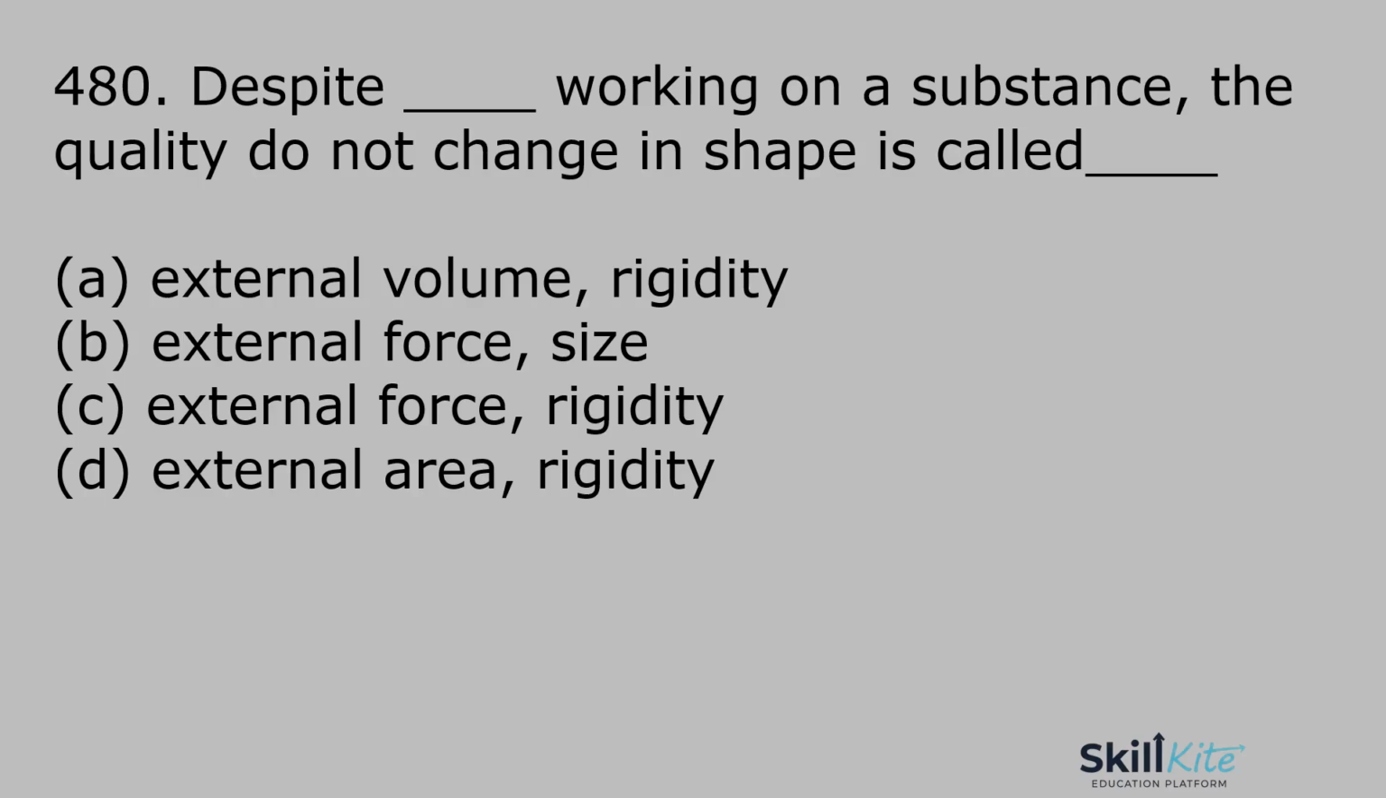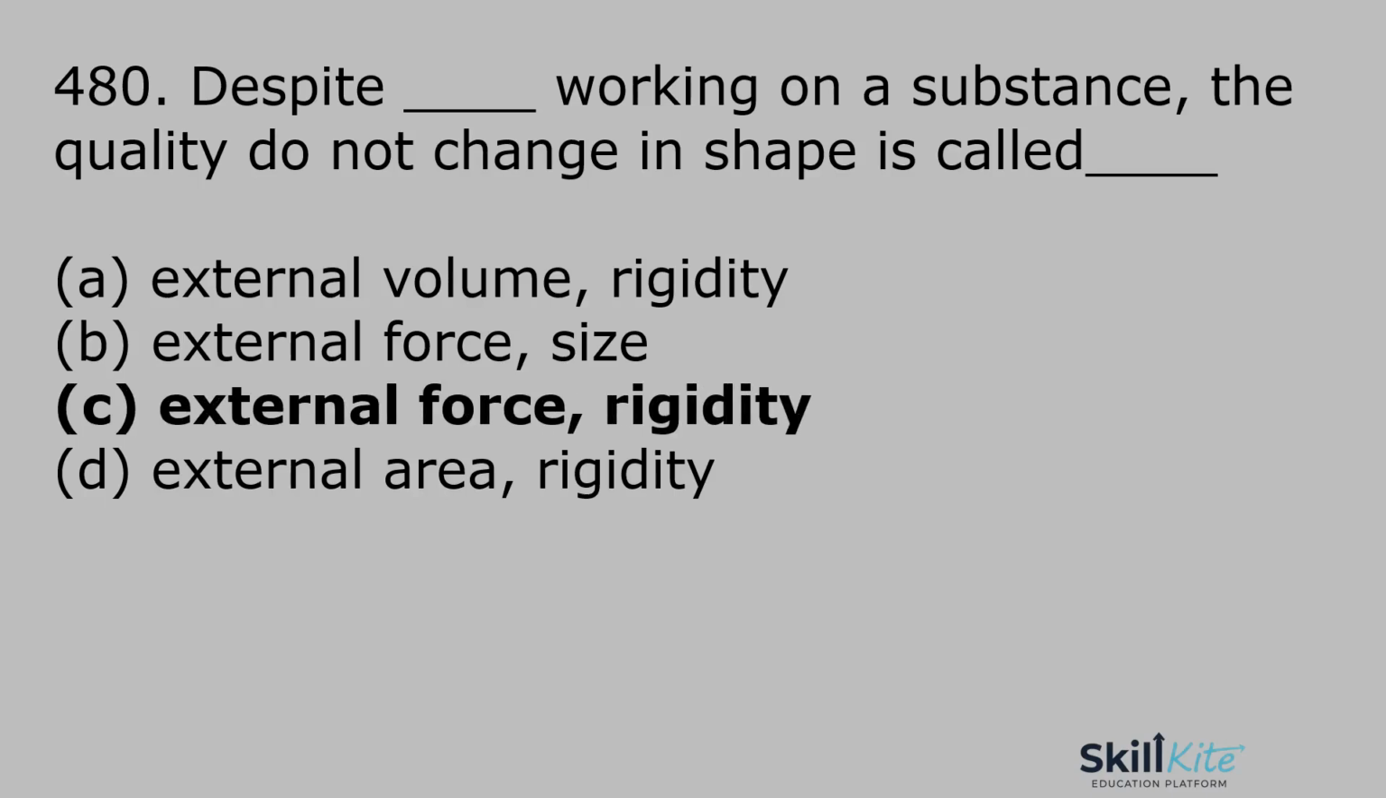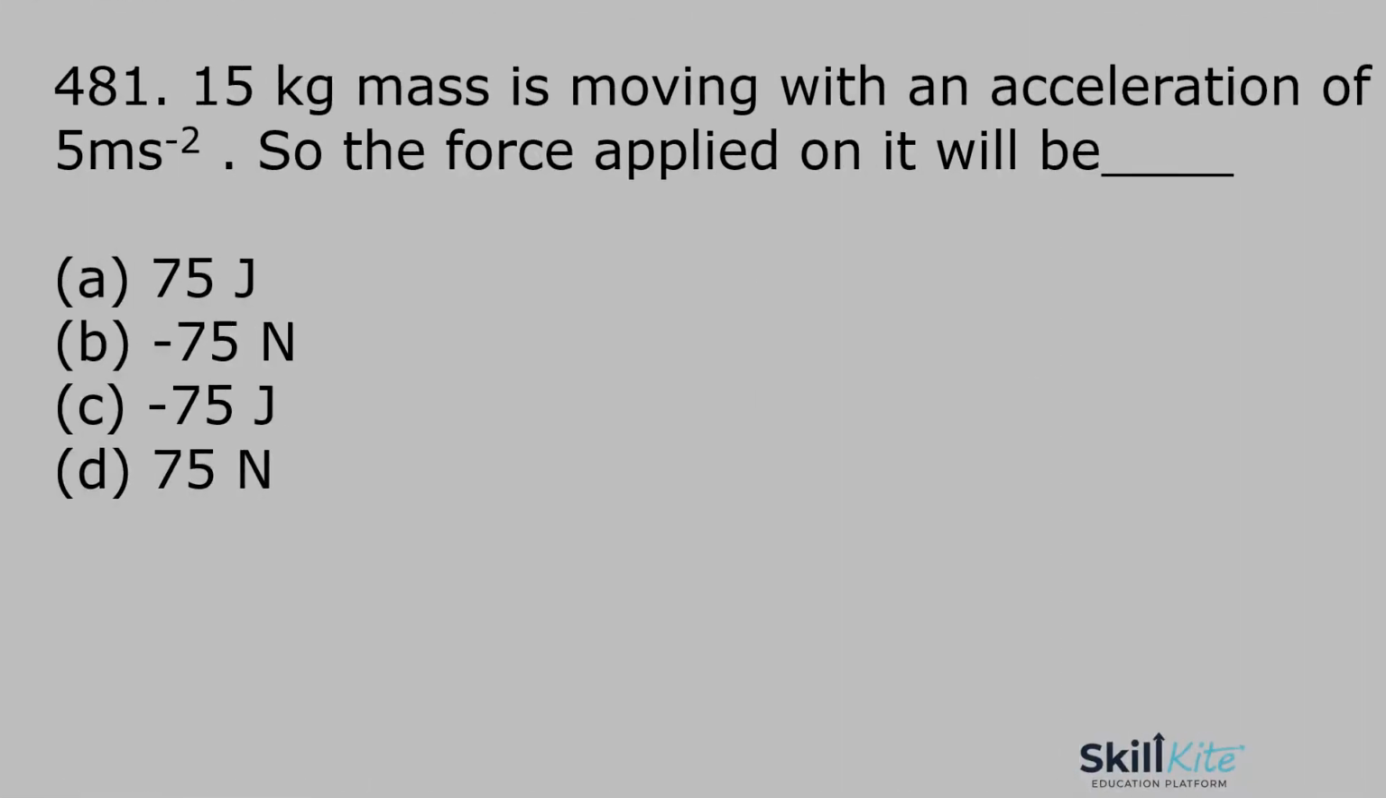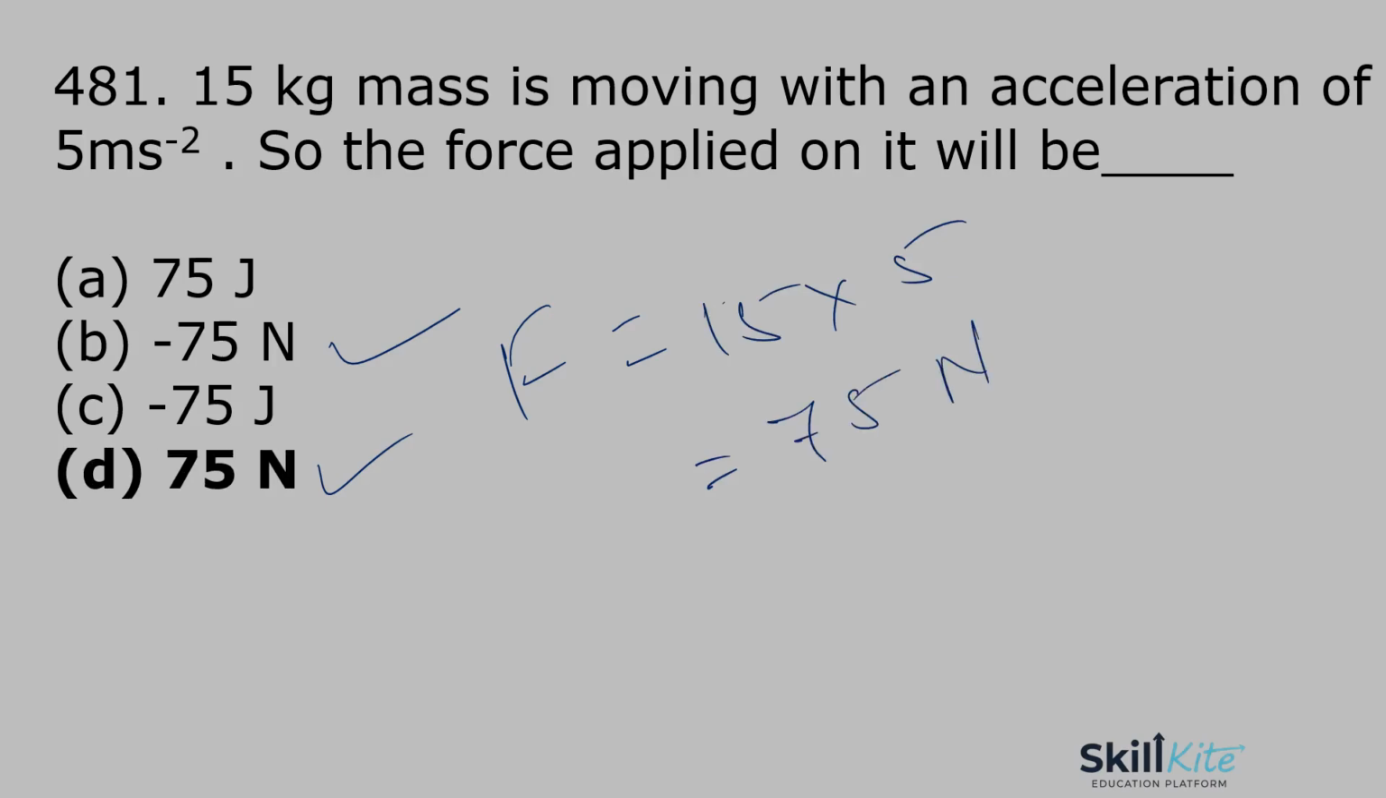Despite external force working on a substance, the quality of not changing in shape is called rigidity. Okay, option C. A 15 kg mass is moving with an acceleration of 5 meter per second square. So, the force applied is equal to. Here two options are given, force equals to ma, so a negative option is not possible, option D. So mass is 15 into 5, that is 75 newtons, option D.